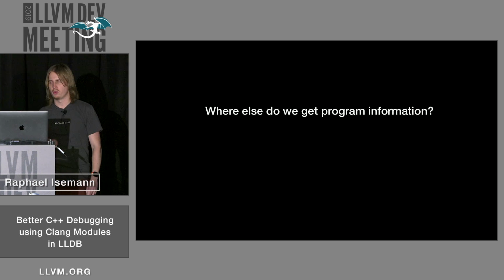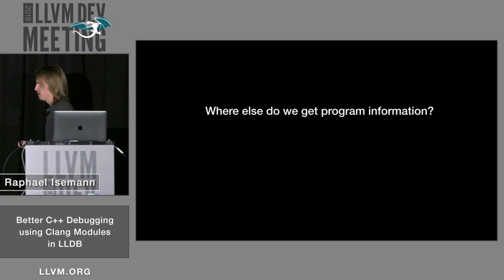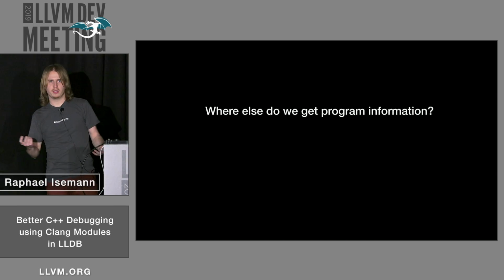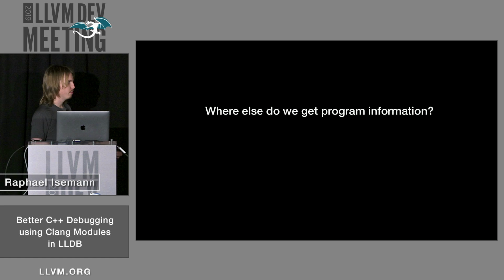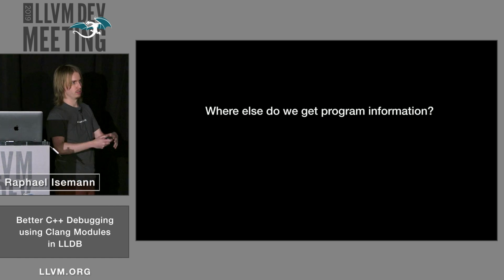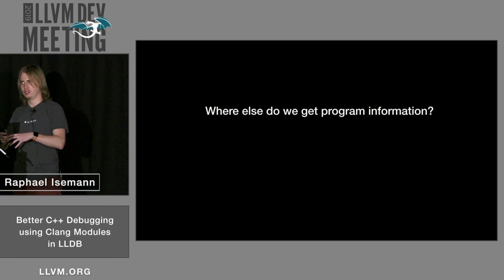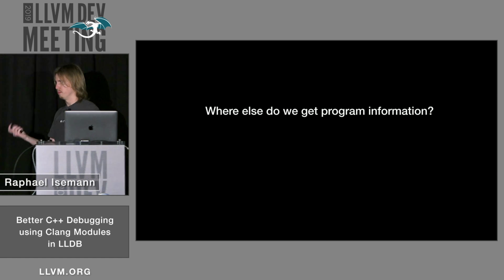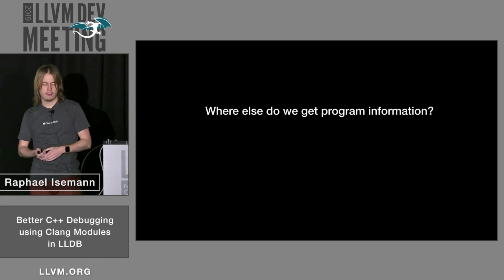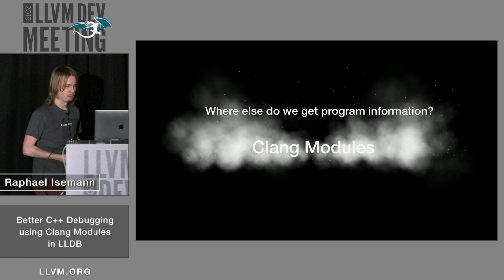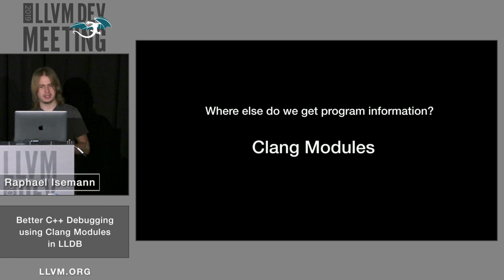So this brings up the question, how can we fix this? The best way to fix this is to have more information about the program that fills the holes we have, because those are the holes that DWARF essentially has about the program. For example, we don't know about your templates. And our answer for this is Clang Modules, which you can probably guess from the title.